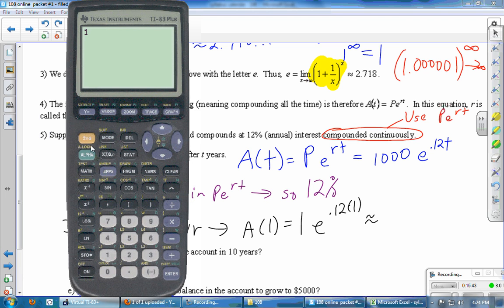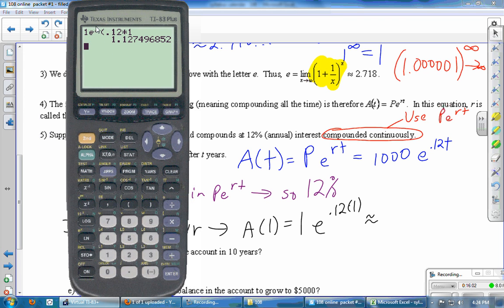The E button: there are two ways to do this on the calculator. There's an E right there in yellow on the division sign. So you can do second E, and then this power. Then we have to put parentheses here. You could just put 0.12, but I'll put all the details: 0.12 times 1. So this is our answer.